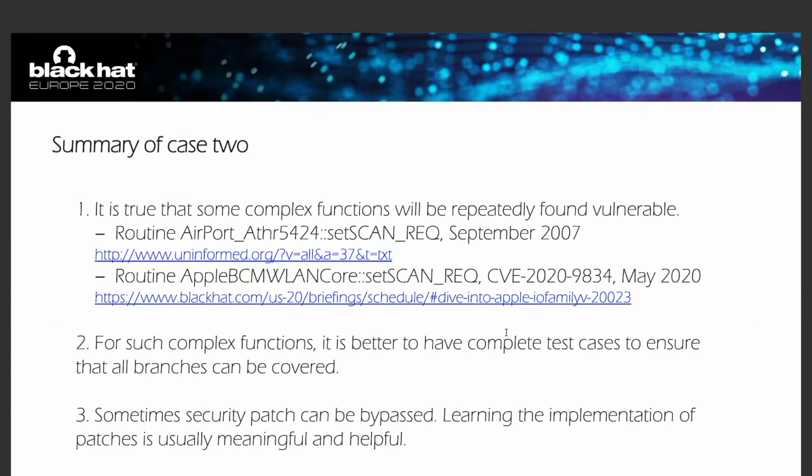In fact, vulnerabilities are found repeatedly in some complex functions. Another interesting case is CVE-2020-9834. It's a Wi-Fi vulnerability I discovered this year. This vulnerable function was attacked 30 years ago. So for such complex functions, it is better to have complete test cases to ensure that all branches can be covered.